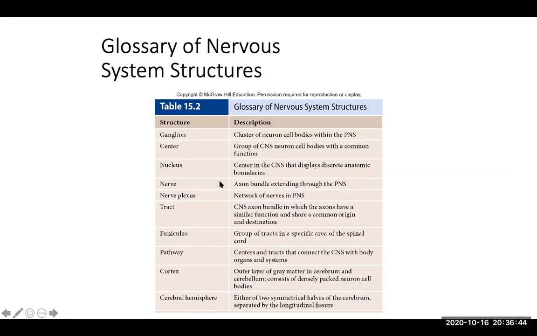As I'm talking you through these, it might help to just read through this on your own to get an idea of what the ganglion is. That's the cluster of neuron cell bodies. The nucleus, the nerve plexus is a network of nerves in the peripheral nervous system. A tract is any sort of axon bundle. A funiculus is a group of tracts, and a pathway are centers and tracts that connect the central nervous system with body organs and systems.